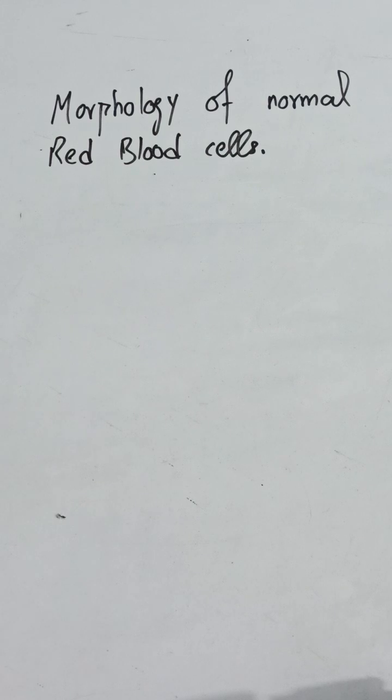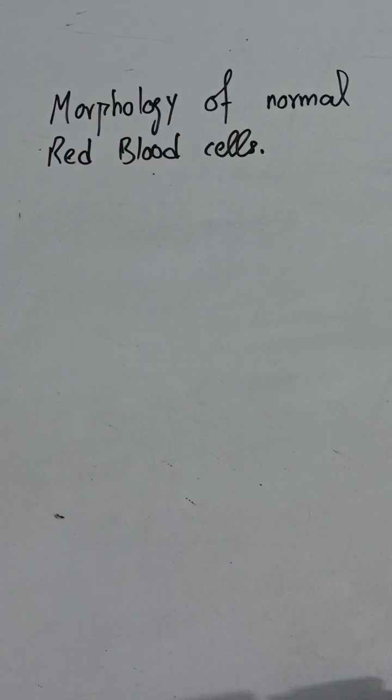As you know, we have started the practicals of different subjects. Today we are starting the first practical of pathology, and this practical is about the normal morphology of our red blood cells. As all of you know, our red blood cells are called erythrocytes, and they are the most abundant cells present inside our blood.